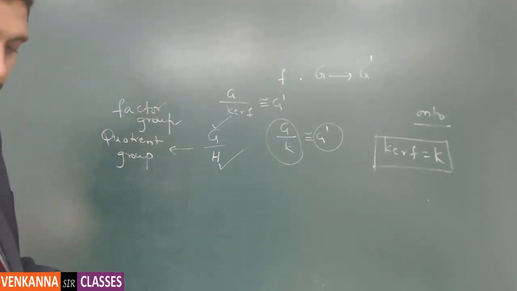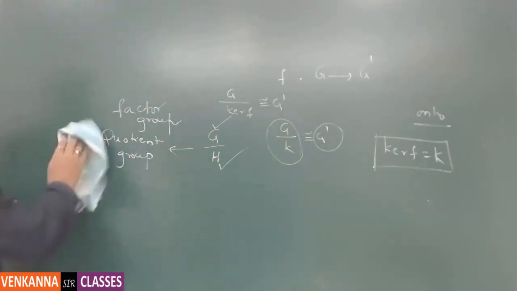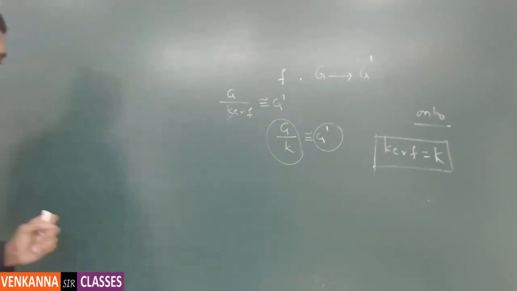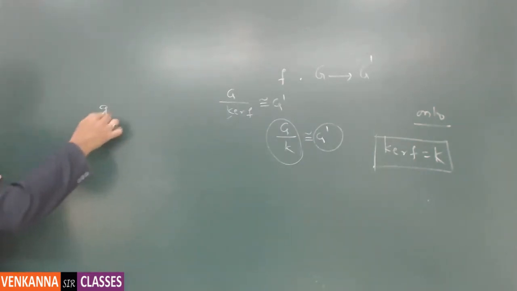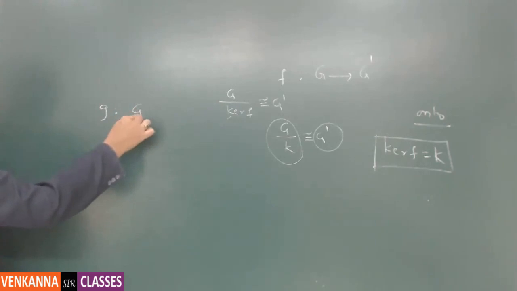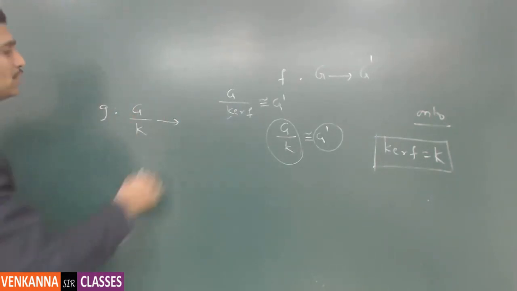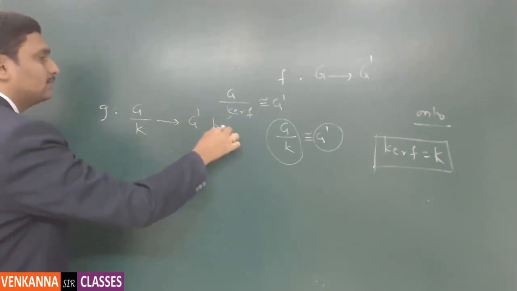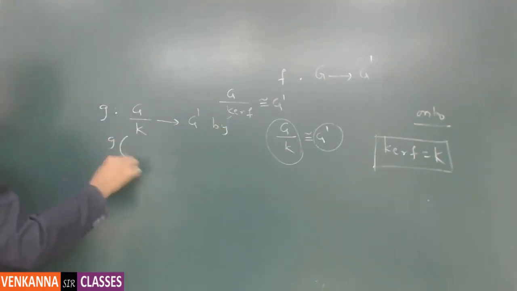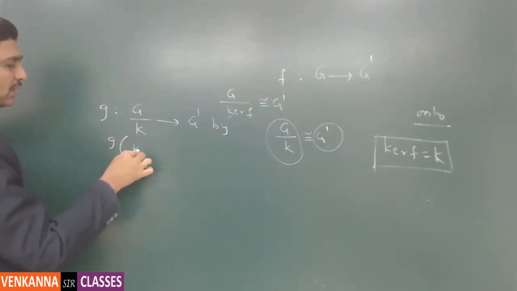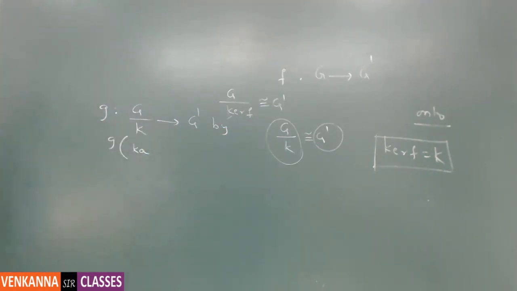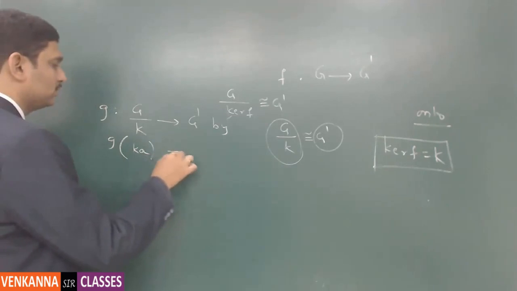Now, first of all, we need to define a function between the two sets. So let us take the function g. How am I defining it? g from G by K to G dash by g of Ka, you can write it like this, or you can also write it as aK, equals f of a.